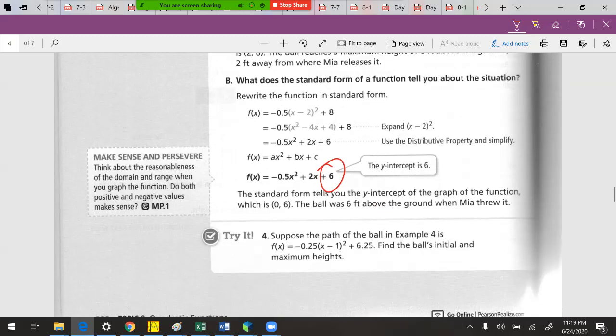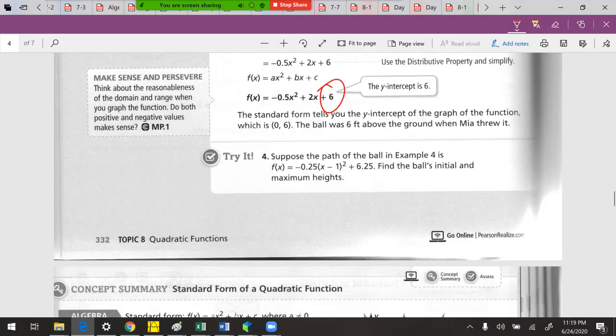Let's look at this here. Suppose the path of the ball in example 4 is this. Find the initial and maximum height. Well, the maximum height comes from the vertex. So vertex 1, 6.25. There's your maximum height.